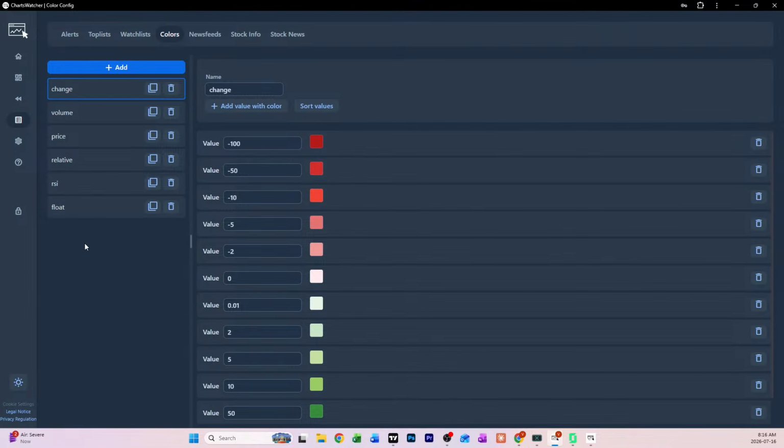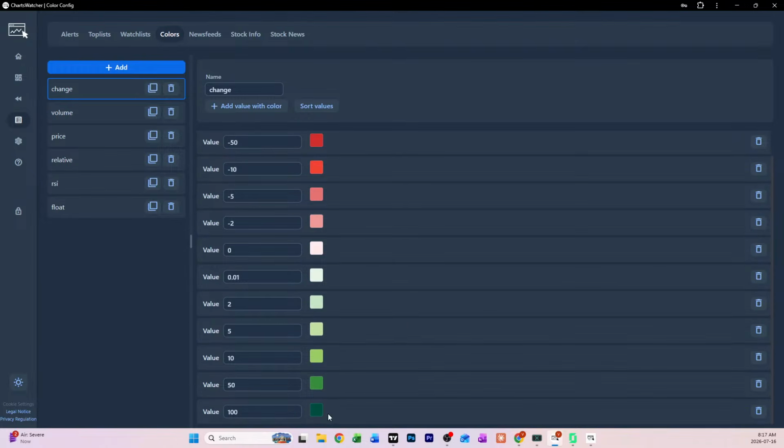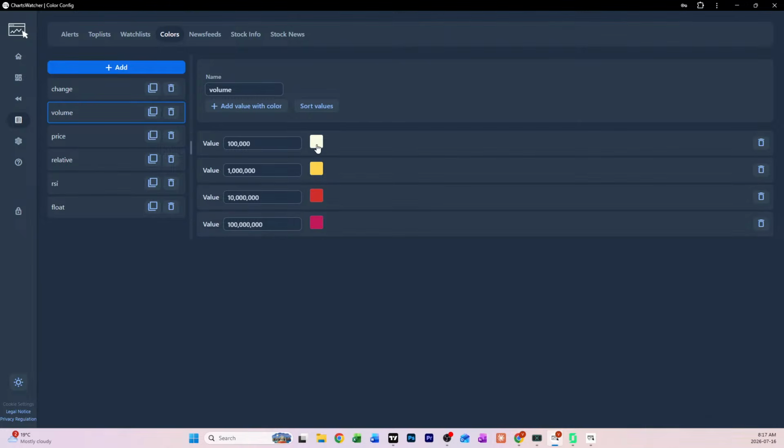And the color schemes that I have there: change, volume, price, relative volume, RSI, and float. I don't use RSI, that's just default to ChartsWatcher. I think change, I can't remember if I kept this default. Maybe not, but I do green. So for change, green is good. More change is good. For volume, white is bad and increasing red is good. So as volume increases, it gets increasingly red.